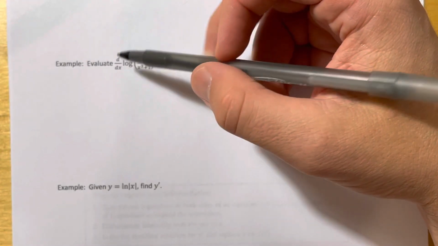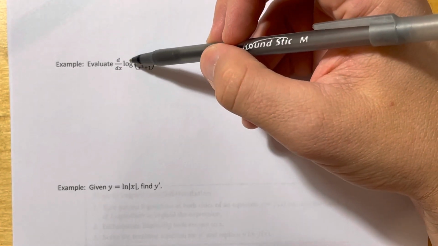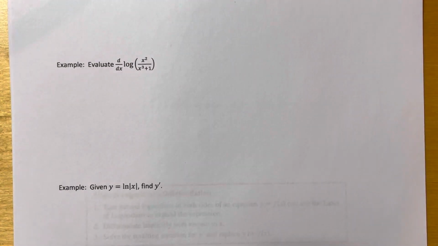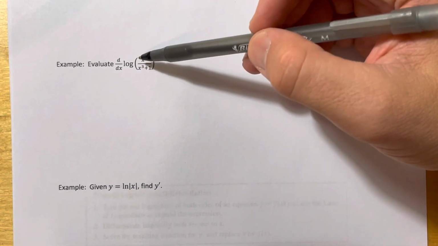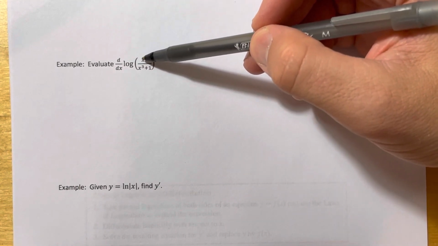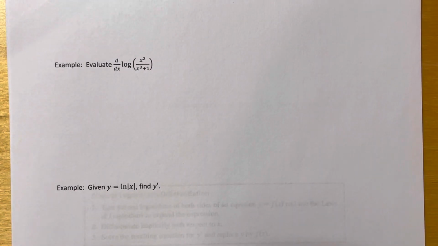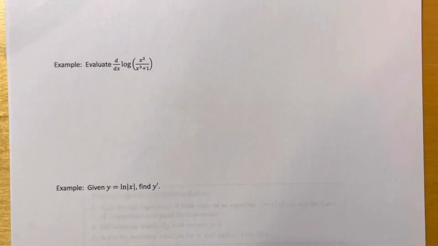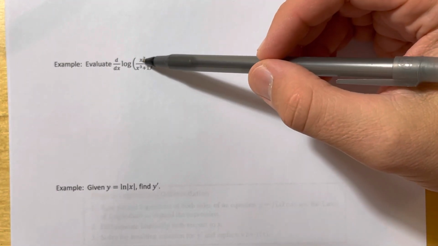Okay, here's another one. We're evaluating the derivative of log of x squared over x cubed plus 1. Remember, if you just see log with no base indicated, it's implied that the base is 10. I could go straight to my differentiation formula right away, but the derivative would require me to use the quotient rule because that's the function that I have on the inside. It looks like a quotient. And even though that's not necessarily a problem, I would actually prefer to do something different here.